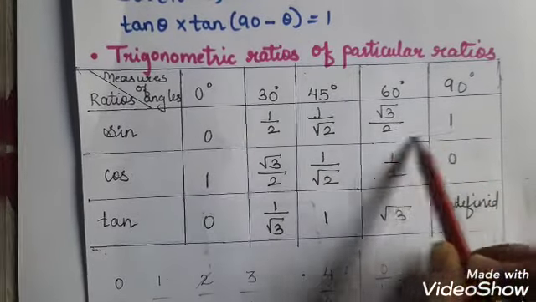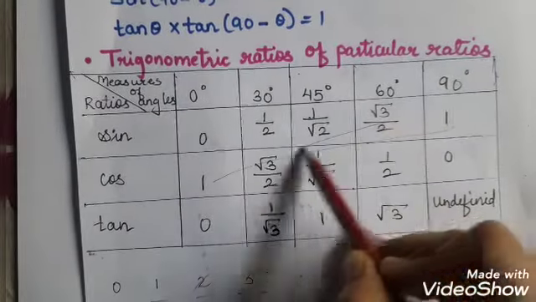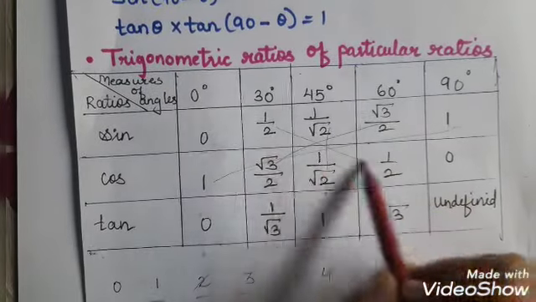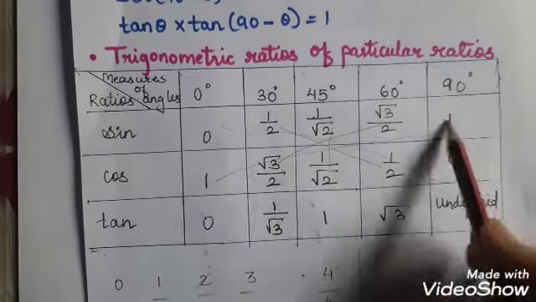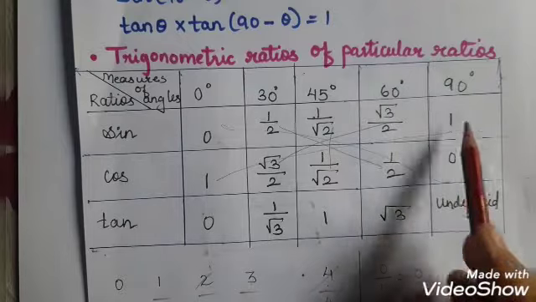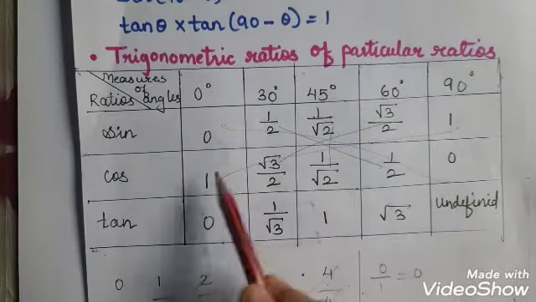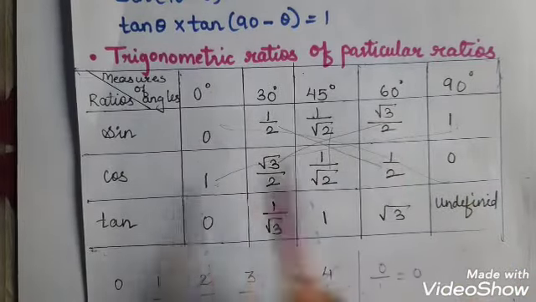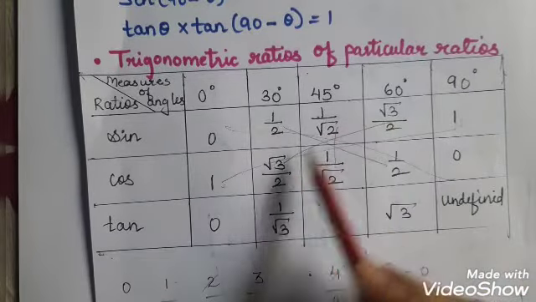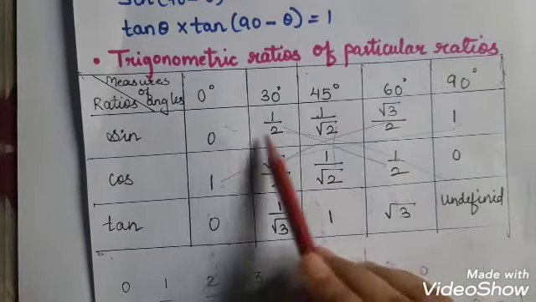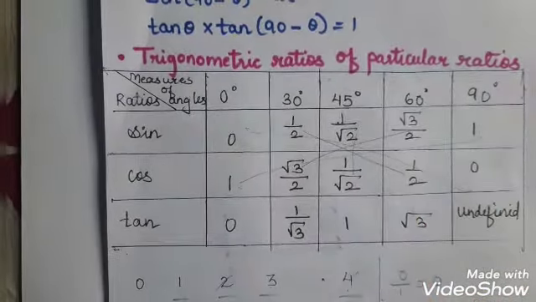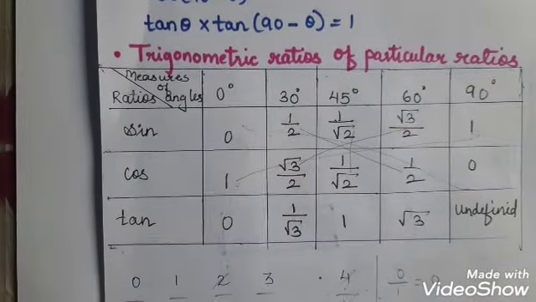Now for cos you have to begin from here. So this will come here, then root 3 upon 2, then this and this. So from last you are going to go. Okay, so from last becomes first over here. So in that sequence you are going to go. So 1, then root 3 upon 2, 1 upon root 2, half and 0.